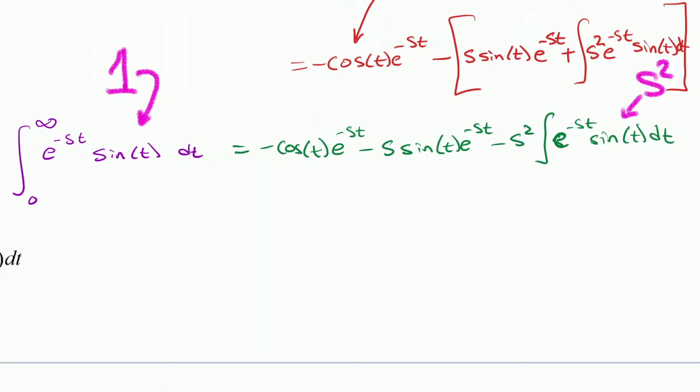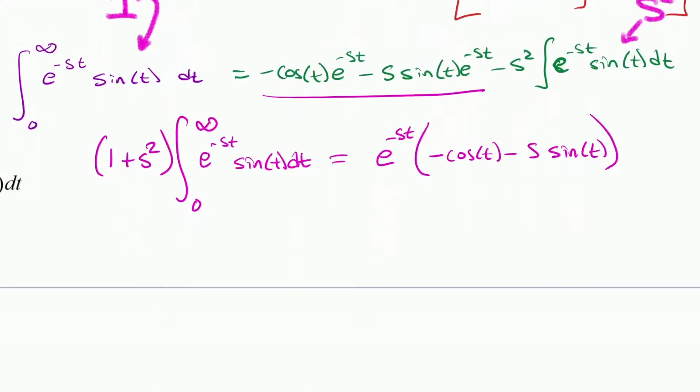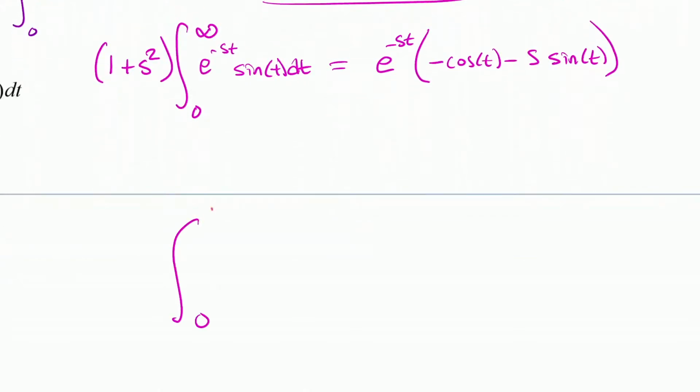So when I combine them over on the left side, I'm going to have 1 plus s squared times that. So it's going to be 1 plus s squared times the integral from 0 to infinity of e to the negative st sine of t dt is equal to this stuff right here. So let's see if I can sort this out. e to the negative st times the quantity negative cosine of t minus s times the sine of t. Well, you probably can guess what's going to happen: I'm going to divide both sides by that. I'm almost there.